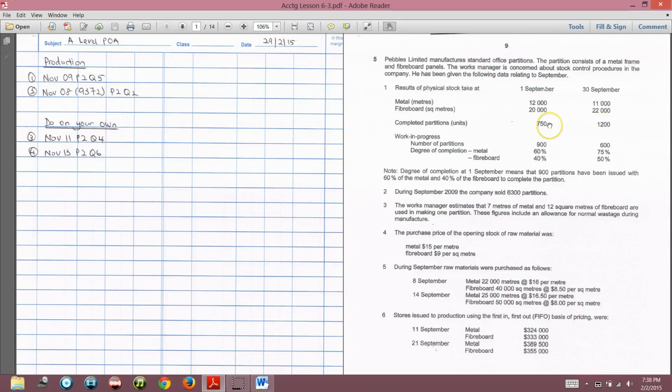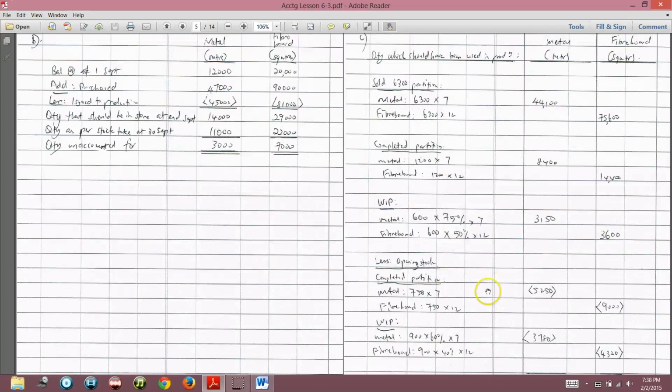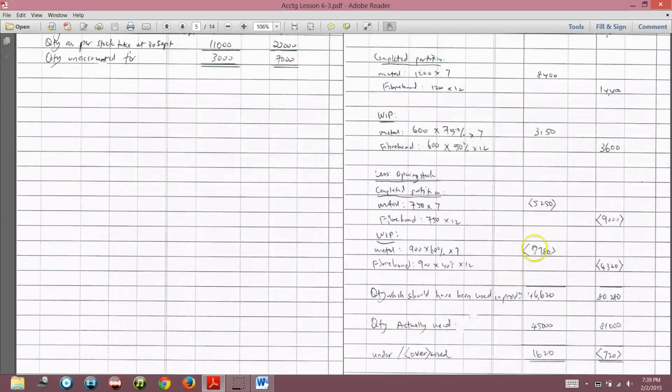Okay, so from the production manager's point of view, his business is to explain to his boss what was given to him, what was in the production department. He does not care about what is not in the production department. The raw material of metal and fiberboard is not in the production department. Okay, only the completed partition and the work in progress is in the production department. So this was what was left, what was given to the production manager, right? What was given to the production manager.